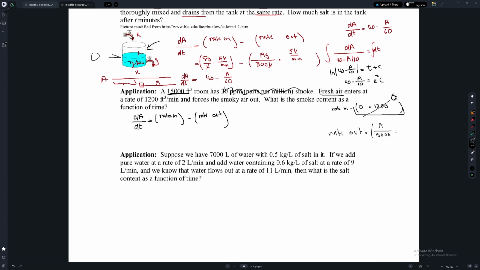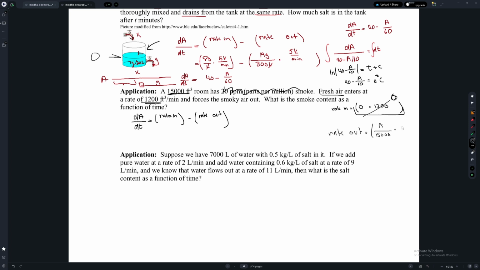Okay, times the flow out. Because we have a rate of 1200 in, air's coming in. There must be some air going out, or else you'll have a bomb of just compressed air in a room. Doesn't make sense. So common sense is there has to be some air out. That's why there's a rate out.